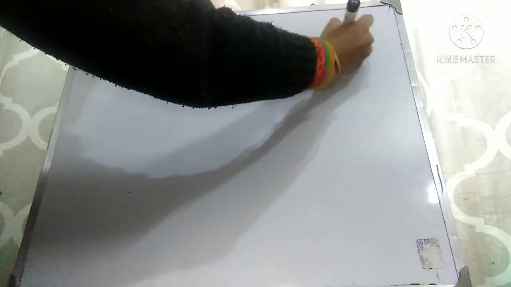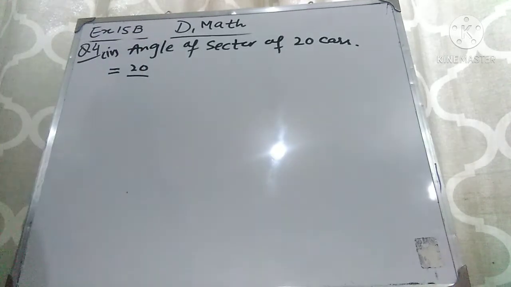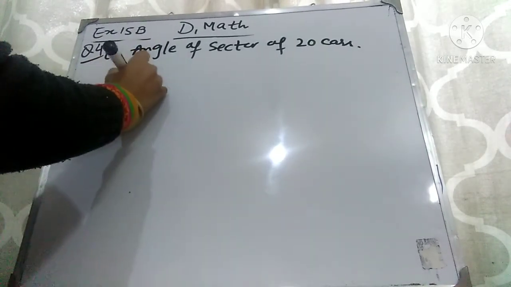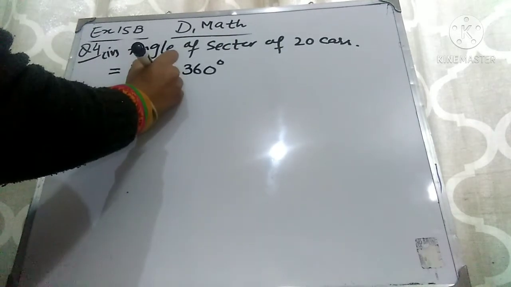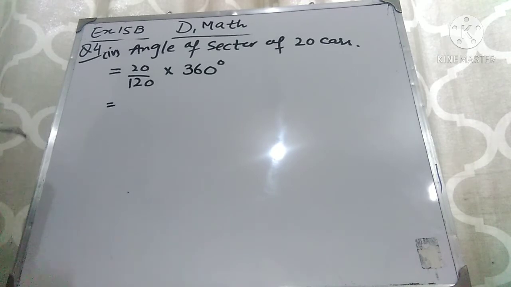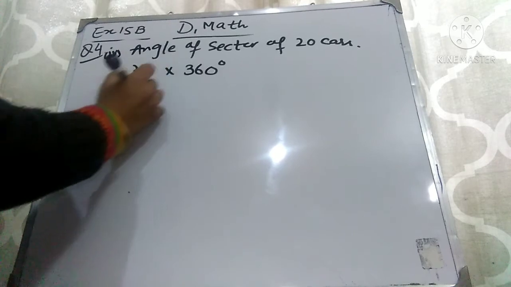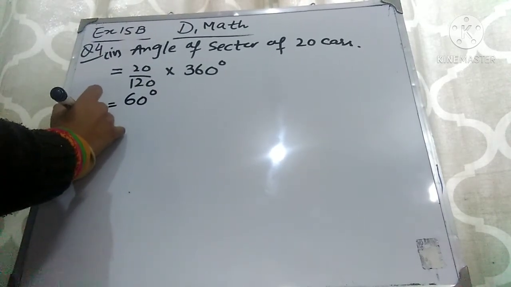How would you find out? You will write down the number of cars with 3 persons, which is 20. You will divide by 120 and you will multiply by 360 degrees. Okay. So when you will divide it, you will get 20 divided by 120 will be equal to 1/6, and then you will multiply by 360, you will get 60 degrees.